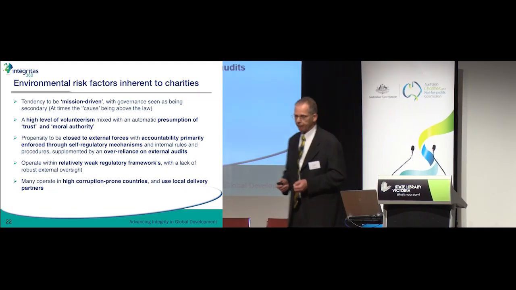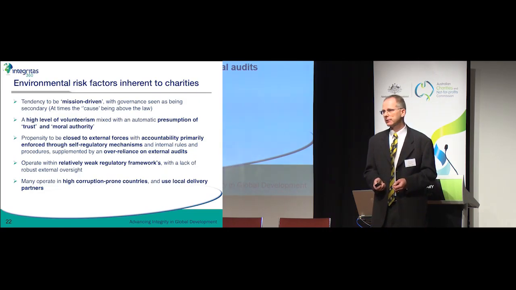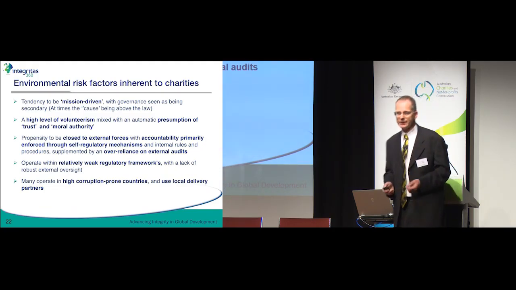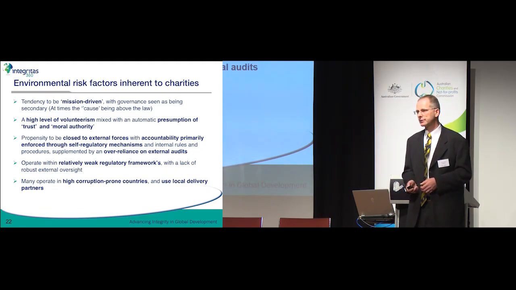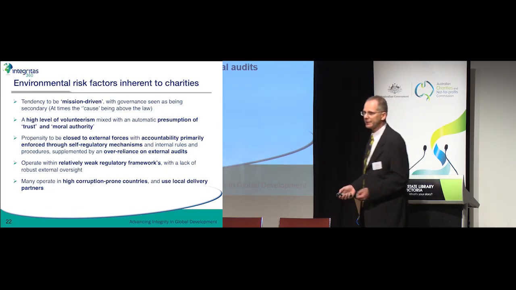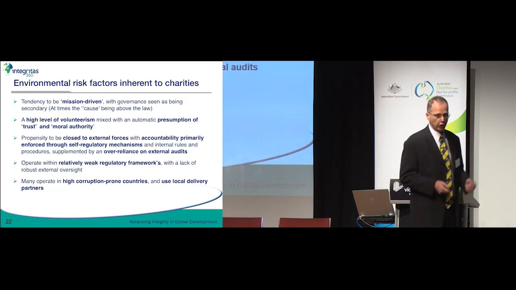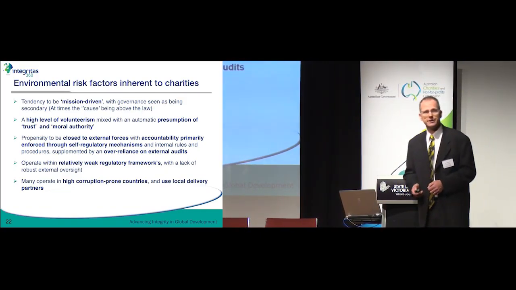Another point, we talked a little bit about it before, about not being subject to the same regulations as other parts of the sector: business, government. And what we're talking about here is that usually NGOs and charities are closed to external forces. There are few regulatory environments and few regulatory rules, processes and procedures that are put in place that charities have to follow in the countries that you're dealing in. And this basically means that there's an over-reliance on external audits, and an over-reliance on those charities and those NGOs putting in place their own systems. How robust are those systems?